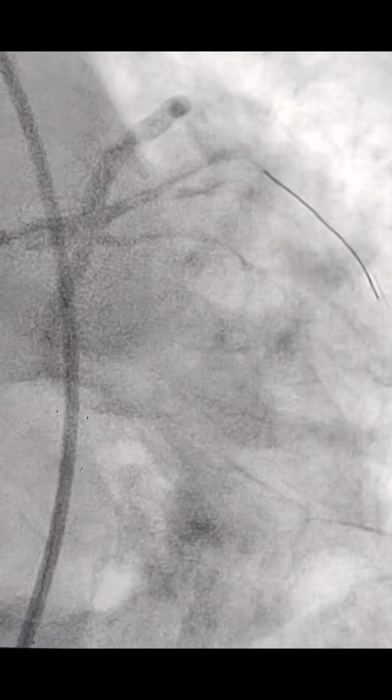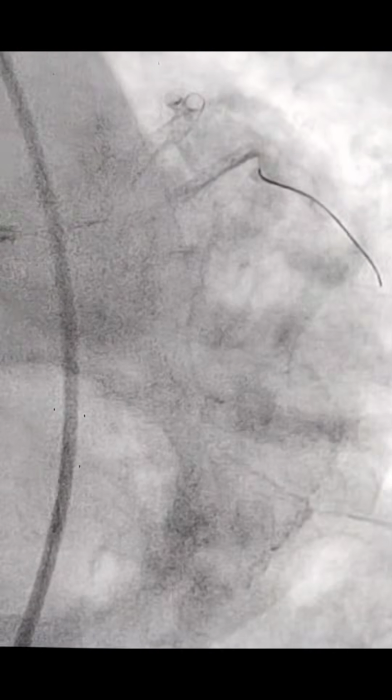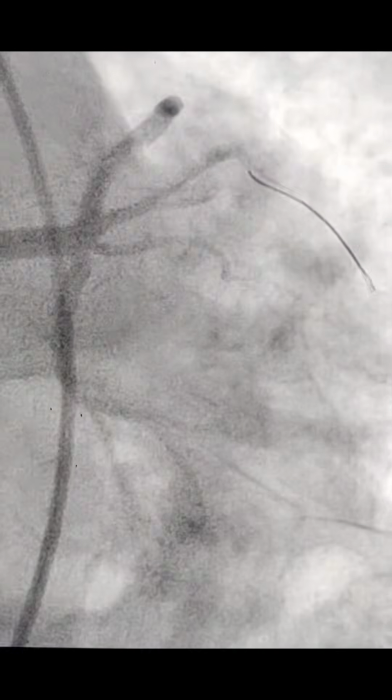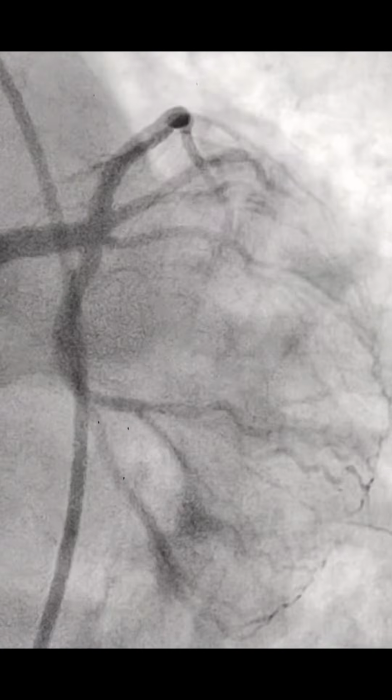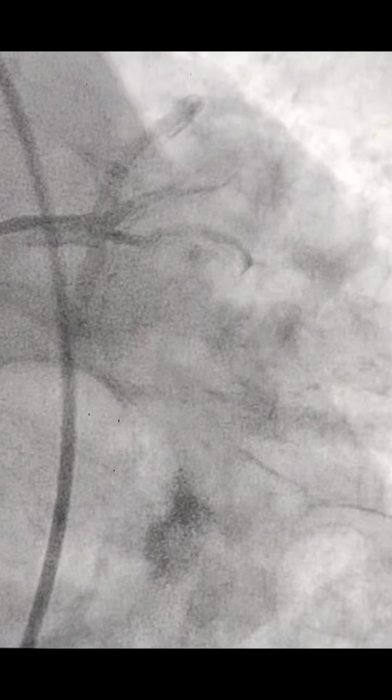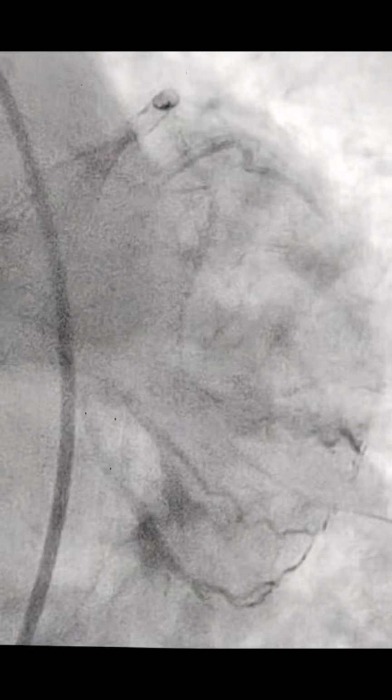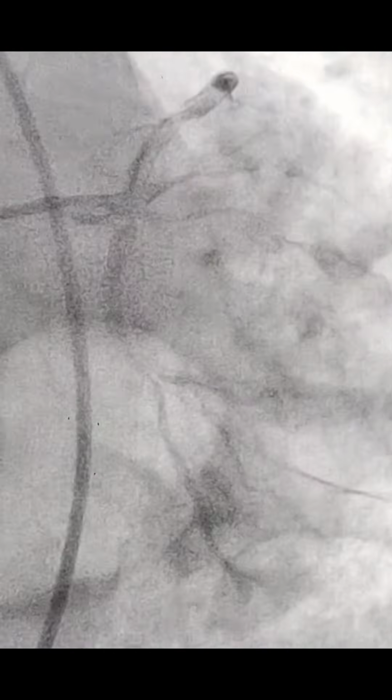So the flow was restored, but there was a slow flow in the second LAD, you could see. Then we have given everything like tirofiban, nicorandil, adenosine, and then ultimately flow has come up. There's a TIMI 3 flow in the major LAD. You could see the major LAD, minor LAD, ramus, and the LCX. So this was the angioplasty to dual LAD in evolved anterior wall ST elevation MI.